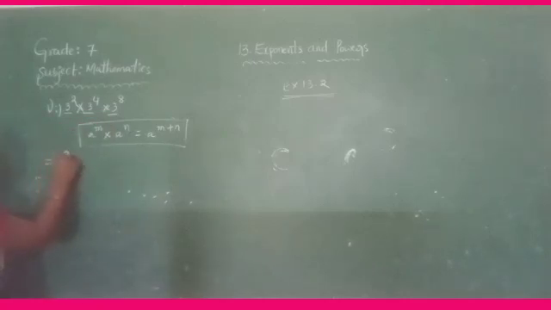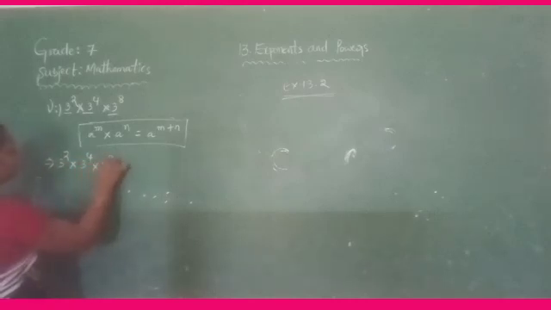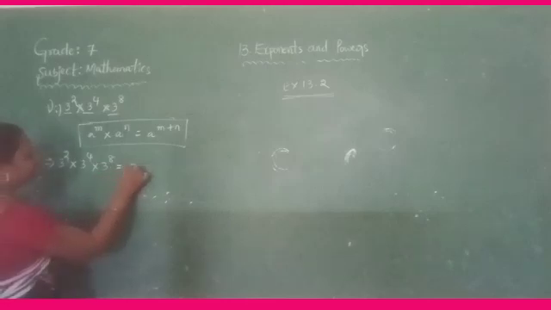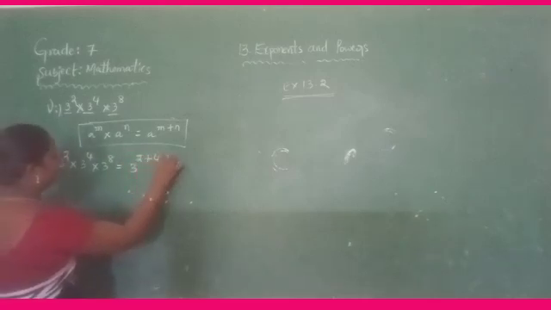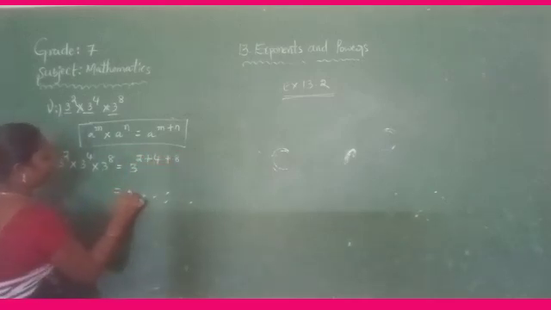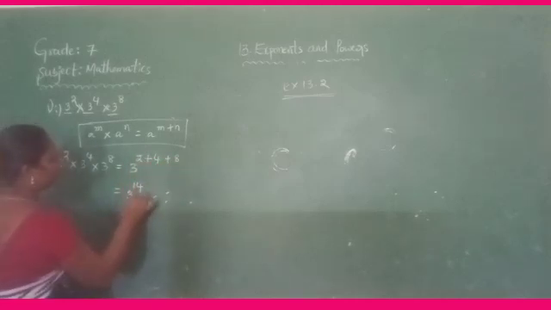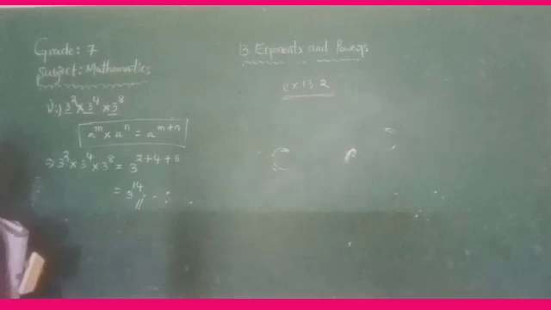So based on this law, we can add. That is, 3 square into 3 to the power of 4 into 3 to the power of 8 is equal to, for all the exponents, 3 is the base. That's why I am taking 3 as the common base. Now 3 to the power of 2 plus 4 plus 8. Now add. 2 plus 4 is 6, 6 plus 8 is 14. So what is the exponential form? 3 to the power of 14.